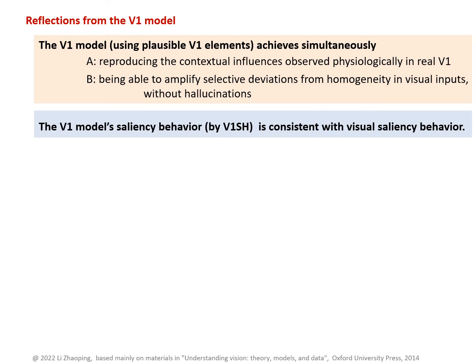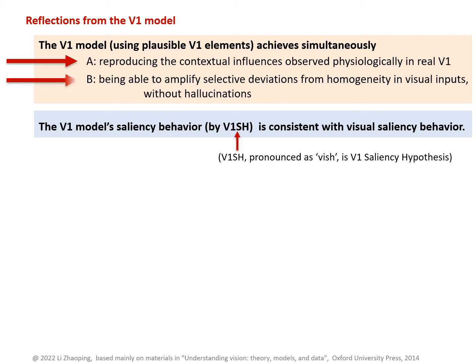This model's behavior, interpreted by the V1 saliency hypothesis, is consistent with many prototypical saliency effects observed in human visual behavioral data. To achieve this without violating these 2 points is not trivial. The finding that a single V1 model can satisfy all of them simultaneously is a support to the theory ViSH.